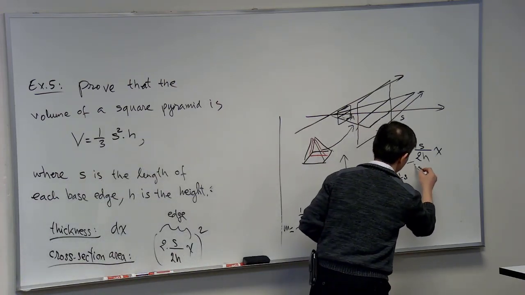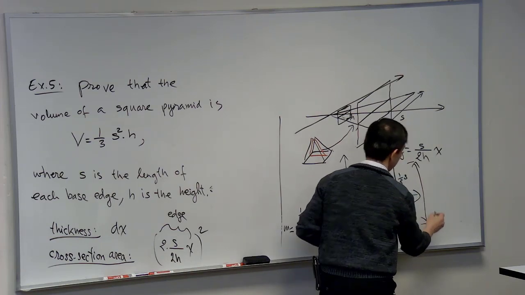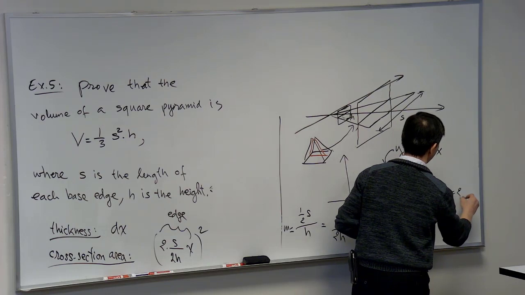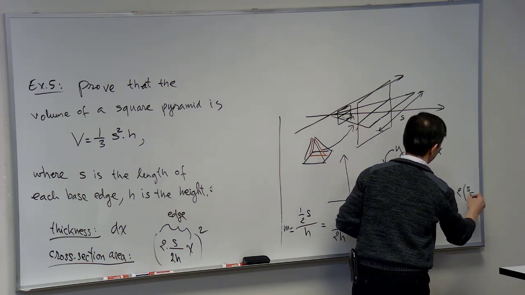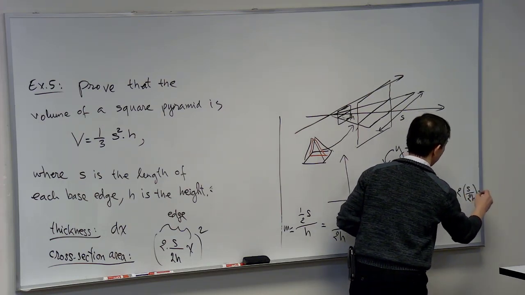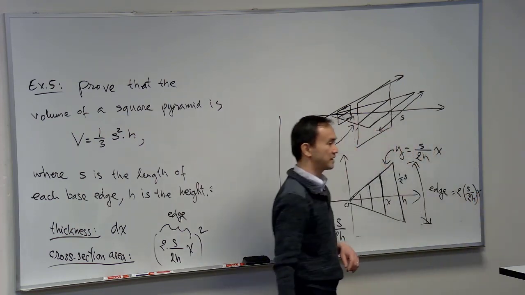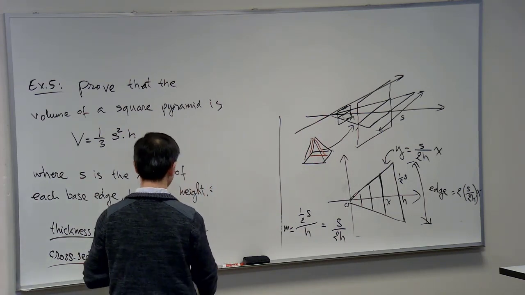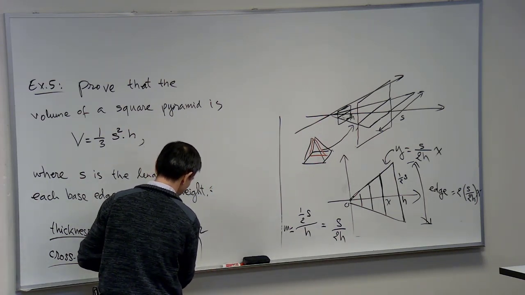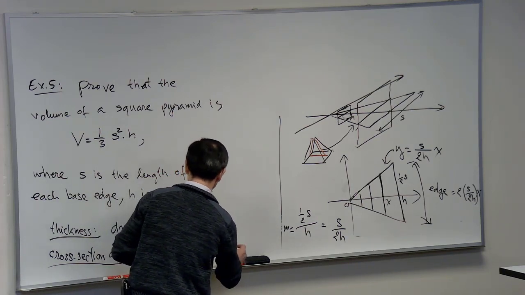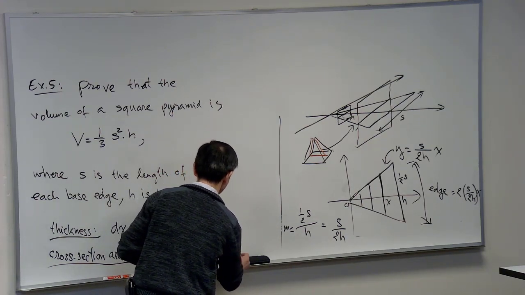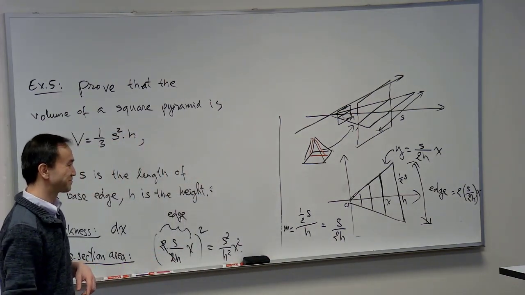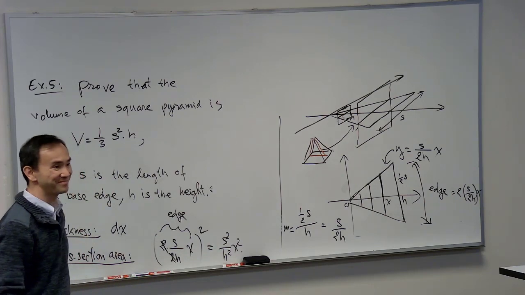So each x right here will be 2 times s over 2h times the x, depending on where we put down that x on the axis. All right. And so now squaring this and canceling, we got s squared over h squared times x squared, right? All right. So that's the area of the cross section.